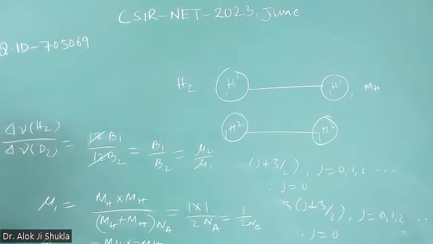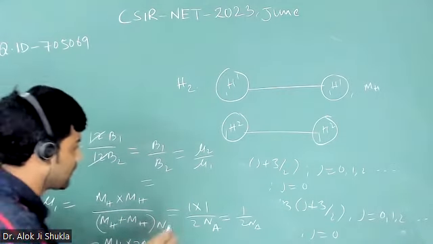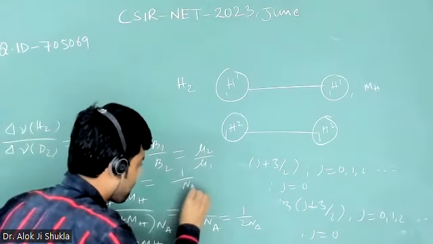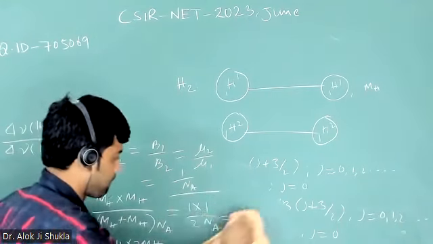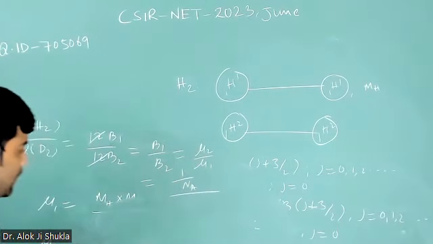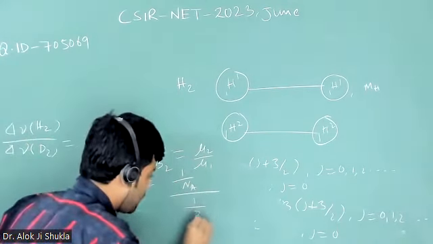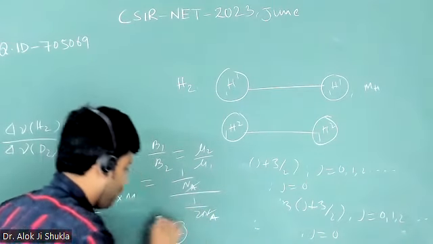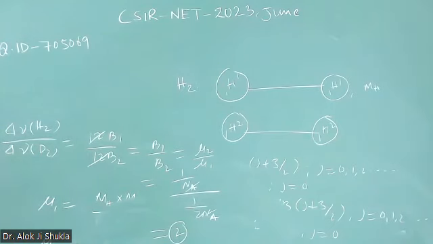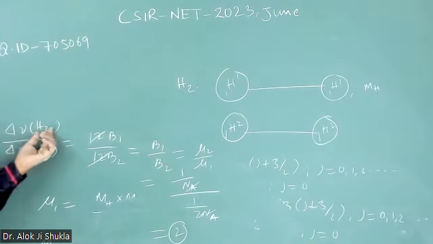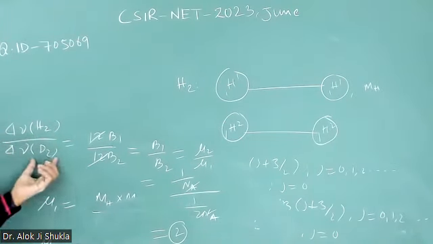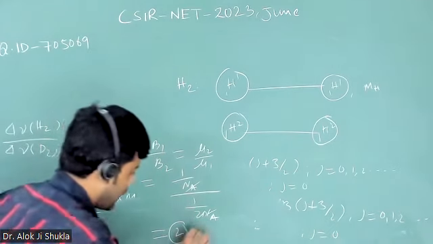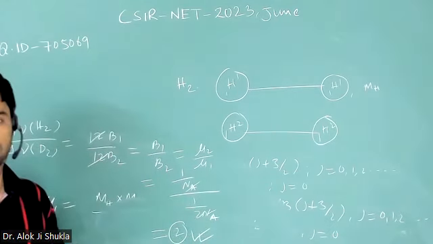So now if you substitute the ratio, mu2 is 1 by Na divided by 1 by twice Na. So Na will cancel, and you will get the ratio 2. So the ratio of the frequency separation between the first Stokes and anti-Stokes line for the H2 molecule to that of the D2 molecule will be 2. So this will be the correct answer. Thank you.